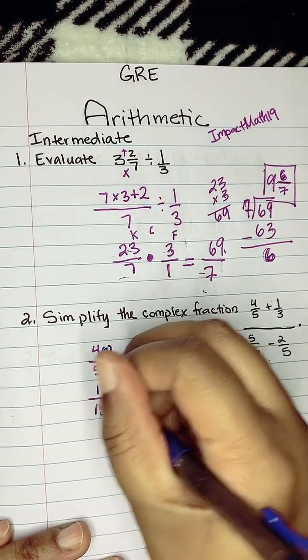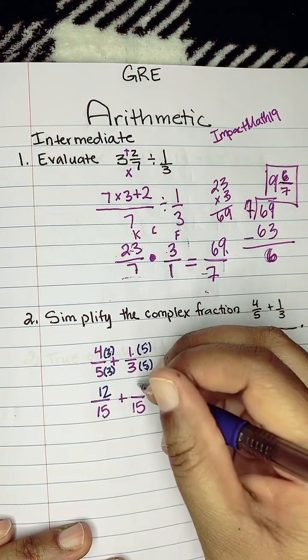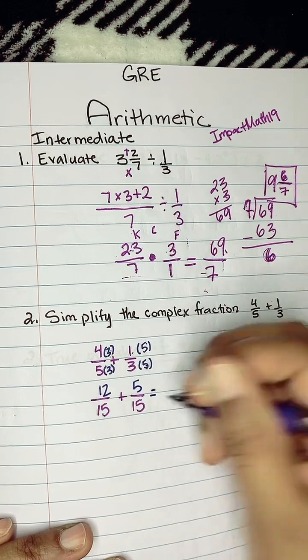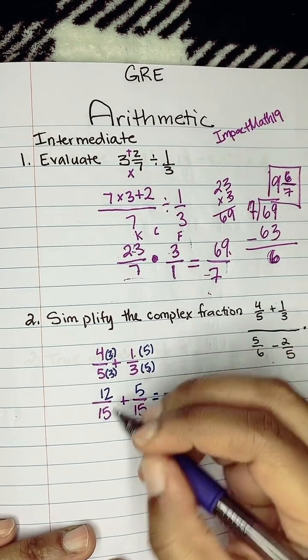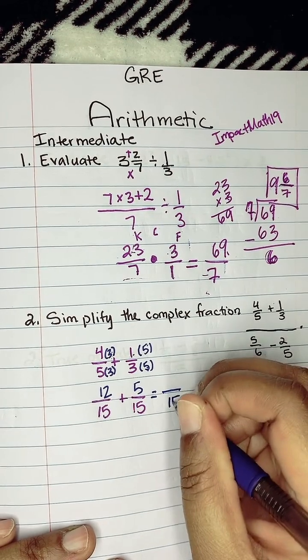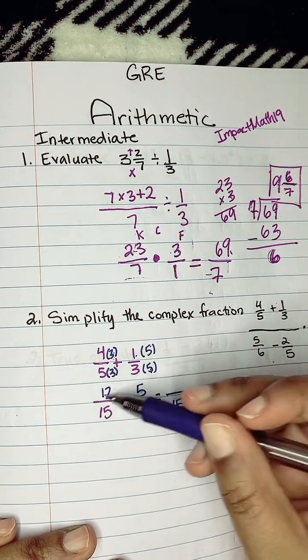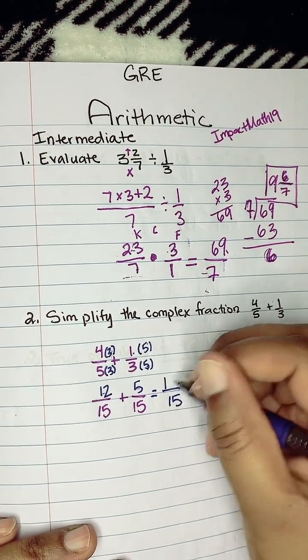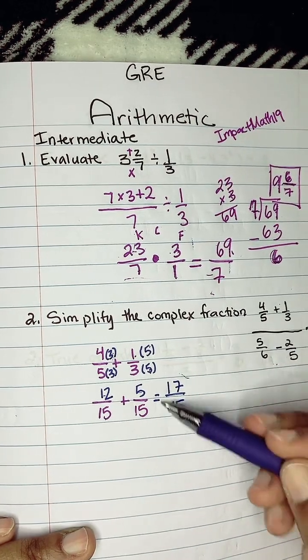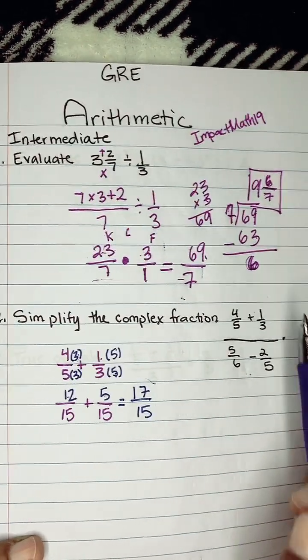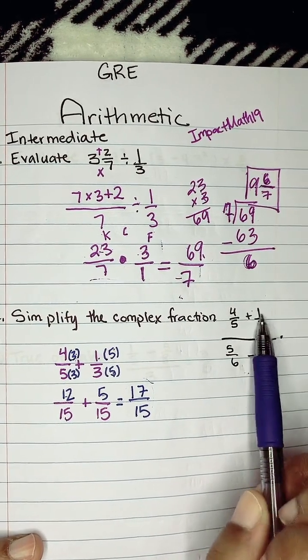4 times 3 is 12. 1 times 5 is 5. The denominator stays the same, and you add your numerators. 12 plus 5 gives us 17. Okay, so this is our numerator so far on this problem, okay?